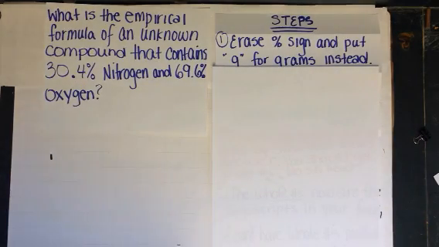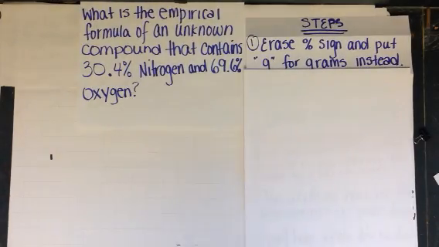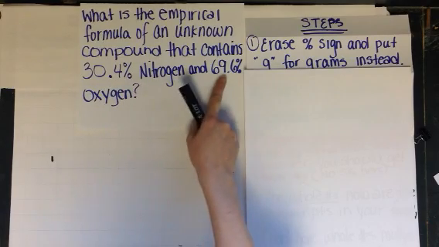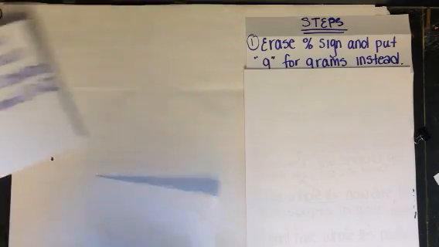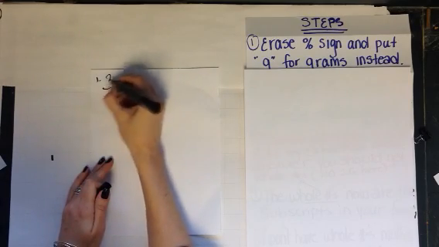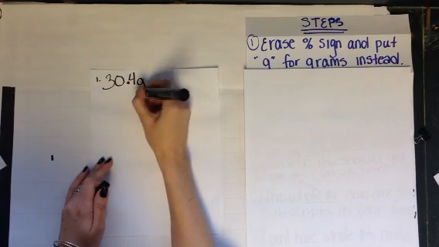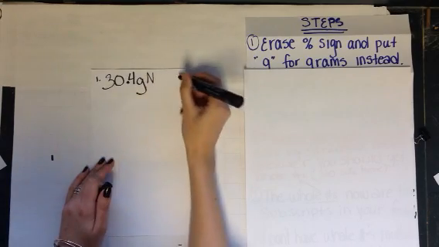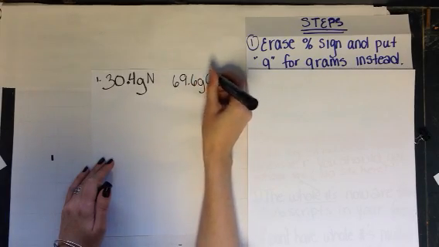Step 1. If you're given something in a percentage sign, you can erase the percentage sign and just put a G for grams. Again, we had 30.4% nitrogen and 69.6% oxygen. So I'm going to start off with those percentages. Step 1, 30.4%. I'm going to erase the percentage sign and put a G of nitrogen. And 69.6%, I'm going to erase the percent and put a G of oxygen.